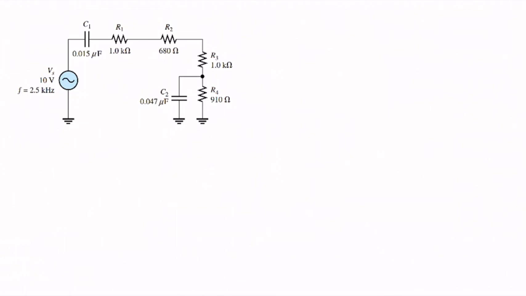So the given quantities are a sinusoidal voltage of 10 volts operating at 2.5 kilohertz. You have two capacitors C1 and C2, and then resistors R1, R2, R3, and R4. R4 and C2 are parallel to each other. R1, R2, R3 are in series, and they are also in series with C1.